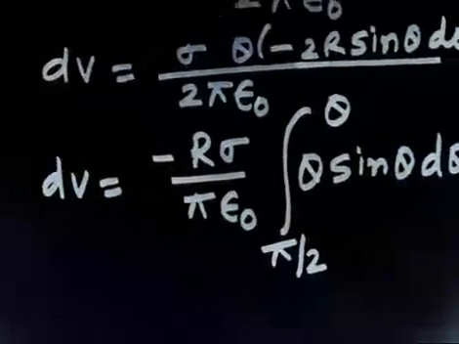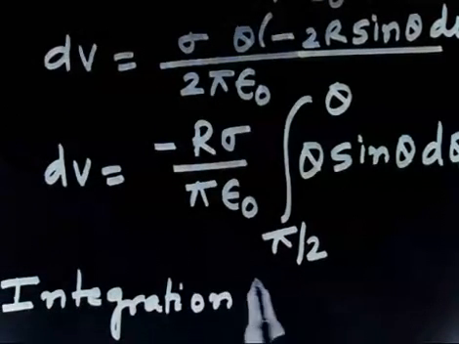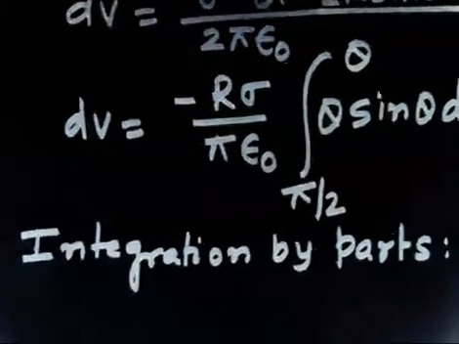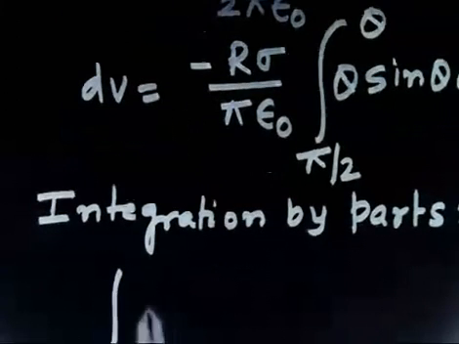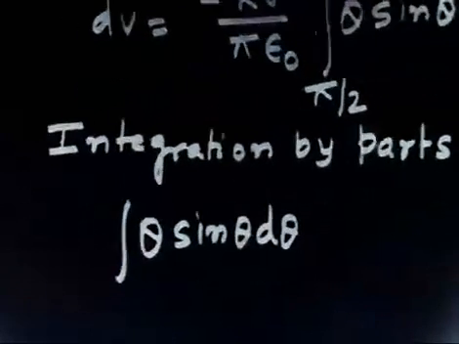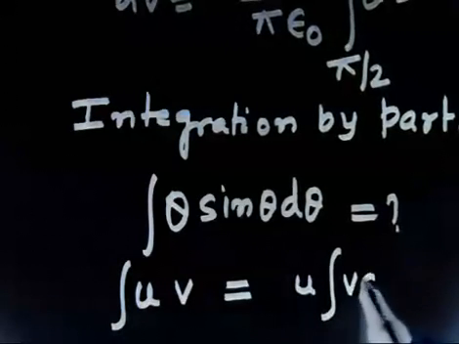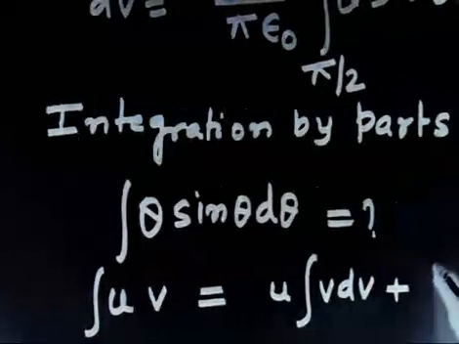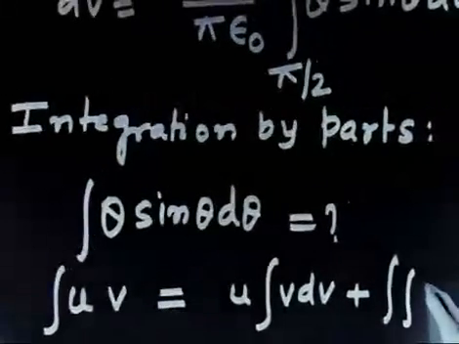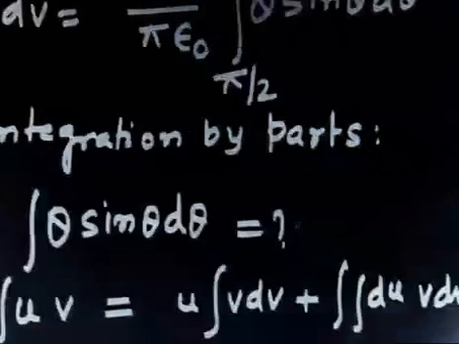So this integration can be done using integration by parts. I don't know whether you know or not. So if you do not know, you ask your teacher or just any mathematical book, you will find. So let us say I want to do this integration, theta sine theta d theta. What I will do is, I will use one method. There is a formula in mathematics. If we have integration of u v, so leave u, integrate v dv, plus, and then you have to differentiate u, so you have du and v dv. So this you have to do.